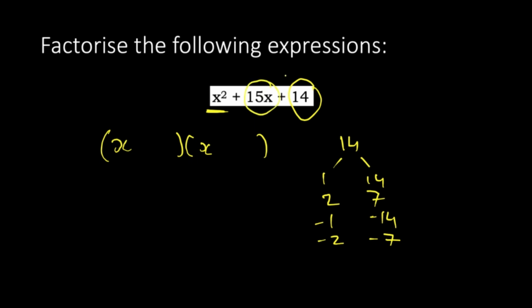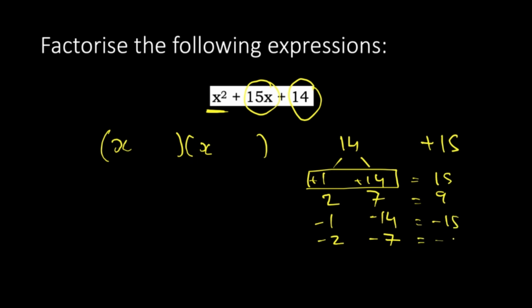Then now you look at the 15x term. Okay, you look at the x term which has 15, so plus 15. You look at these numbers and you find out which set will add up to form 15. Plus 1 and plus 14 will form 15. The others will form 9, minus 15, and minus 9. We're looking for positive 15, which is this one. So you plot the plus 1 and plus 14, so x plus 1 and x plus 14. And that's the factorized form.